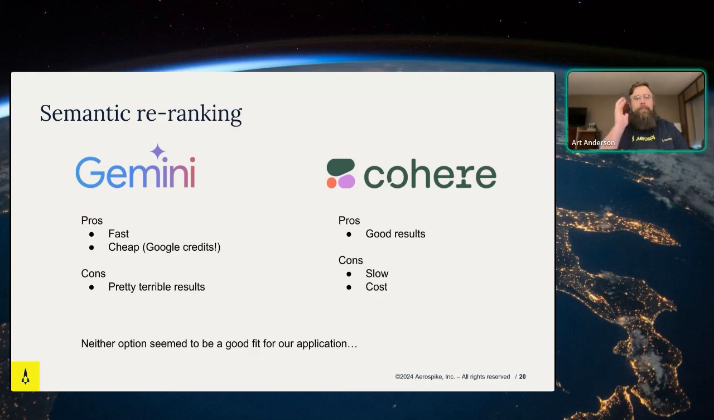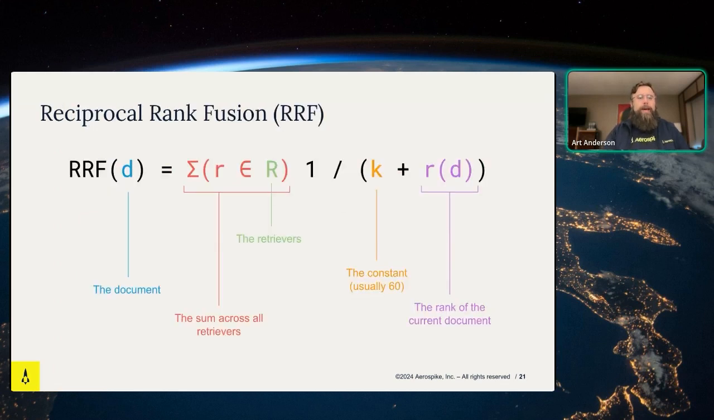We understand the results that we should be getting back, because we work with Aerospike and we understand the documents that are out there. It was bad. Cohere, on the other hand, gave us really good results, but it was slow. It was adding about half a second to every search, and it cost money. So we didn't find semantic re-ranking to work well for us. Not that it won't work well for other applications, but for ours it didn't seem like the right choice. So we switched to math.